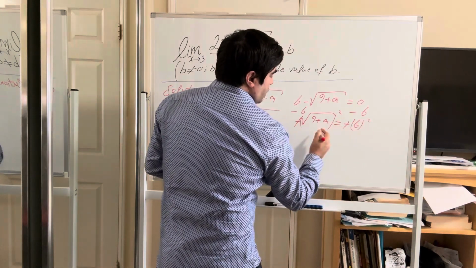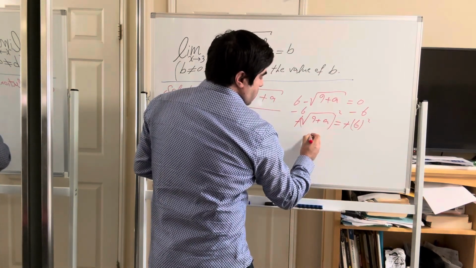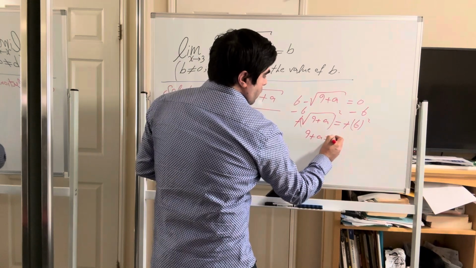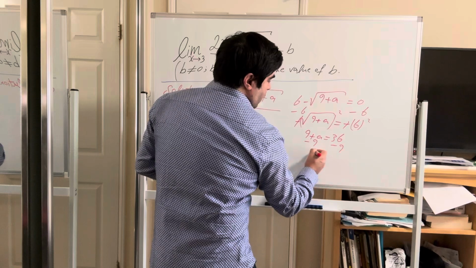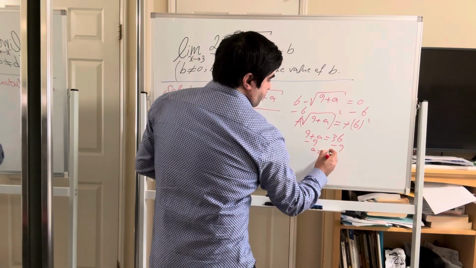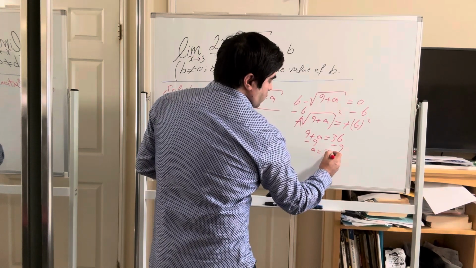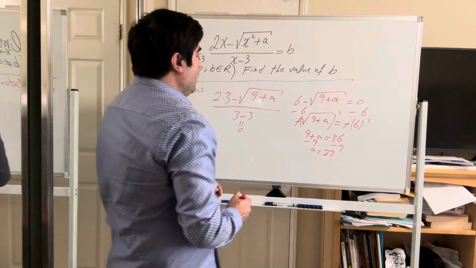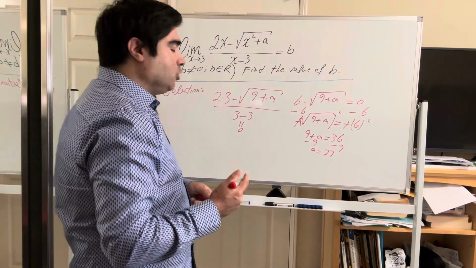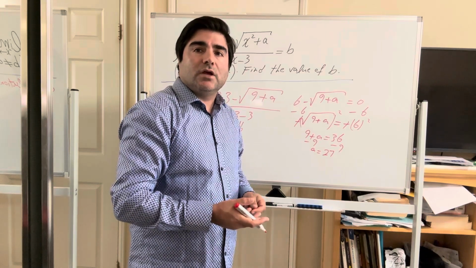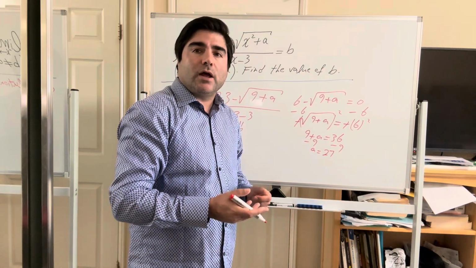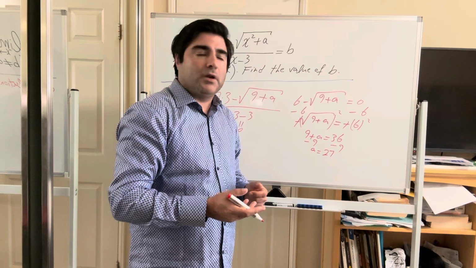So I can get the 9 plus a out of the square root. I end up with 9 plus a equals 36. I subtract 9 from both sides. I end up with a equals 27. So now I'm going to use the fact that because it's 0 over 0, I can use L'Hopital's rule.